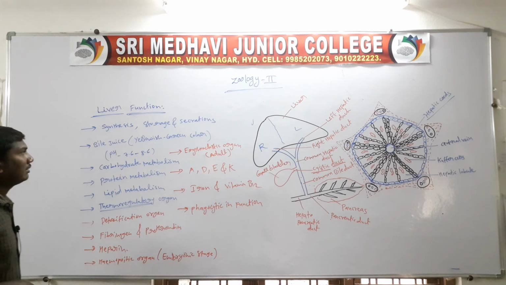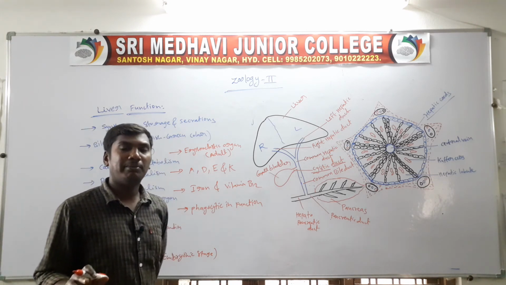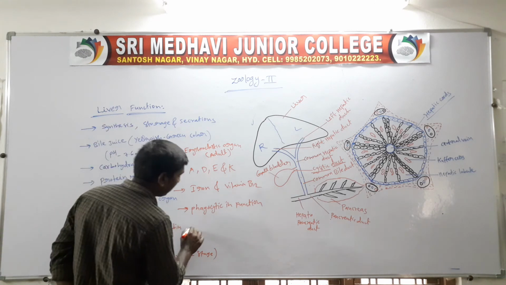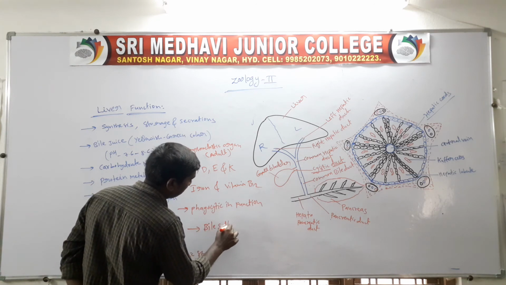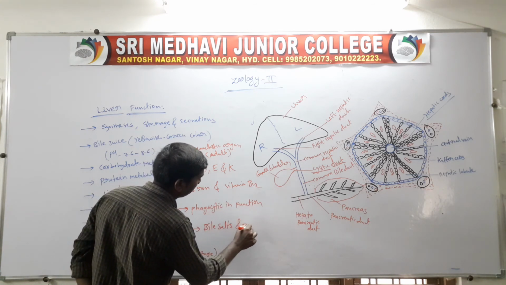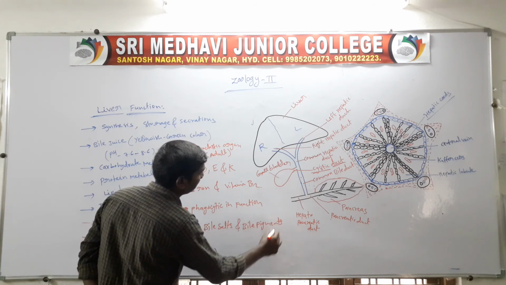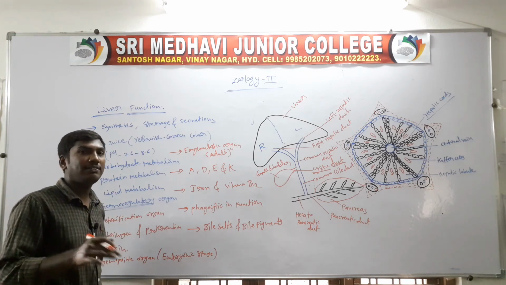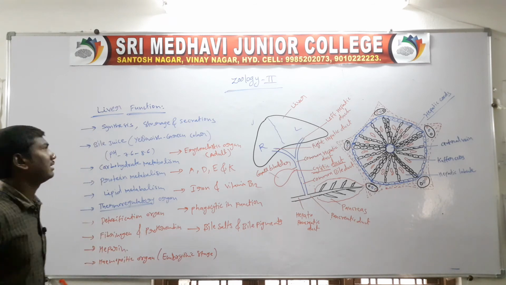Next one, the bile juice does not contain digestive enzymes, but it contains bile salts and bile pigments. Their function is the emulsification of fats. So these are the functions of the liver.